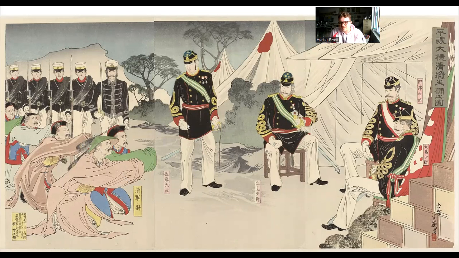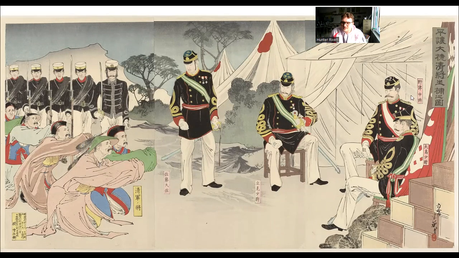Notice how the Japanese generals are dressed. They look like Western, modern generals. In China, that's not the case, right? And do you think they look very happy? No, they look like, please have mercy on us, right?